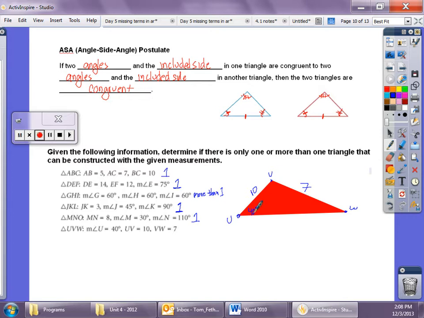So it's saying that, well, we have this 10 and this 7, so we can get more than one triangle. It'll give us more than one. It'll give us this 40-degree angle. So this 10 and this 7, we're not sure how it's going to look to give us that 40-degree angle. We need to know this angle.